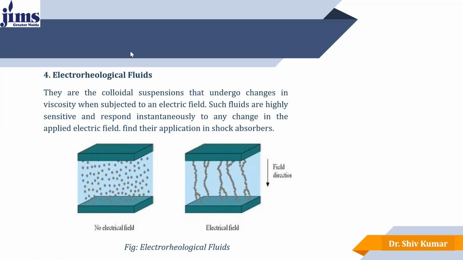Here you can see in the image, in the first image there is no electric field, and the particles or molecules are in a free state. When we apply the electric field from the upward and downward direction, a beaded structure is formed, and the molecules get connected to each other. After we remove the electric field, it again regains its shape.